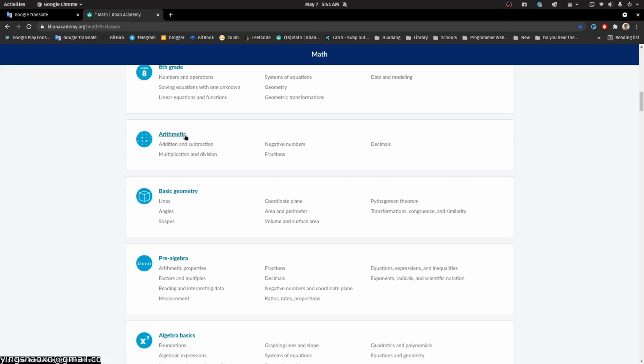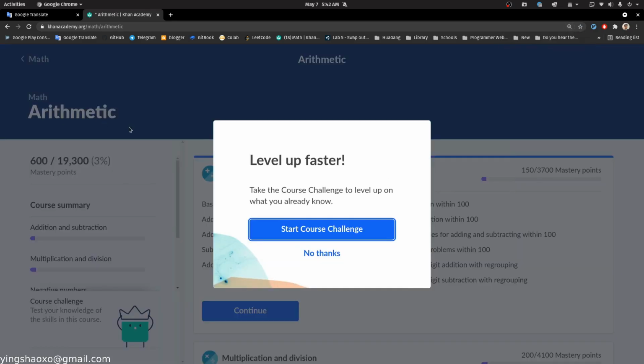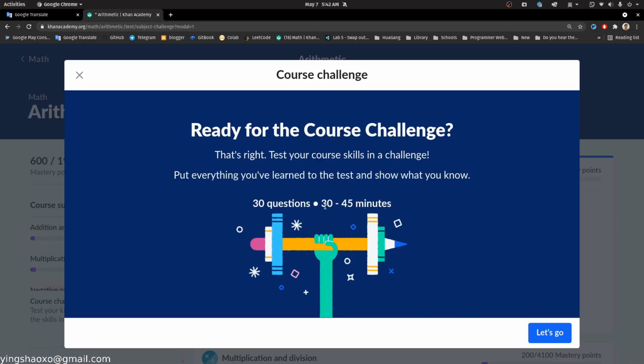Here I'm going to follow this order. First we will try to understand arithmetic, the basics. From the beginning, as a beginner, we shall take a course challenge to level up on what we already know. So let's start a course challenge. It will take, let's say, 30 or 45 minutes, and we have to answer 30 questions.